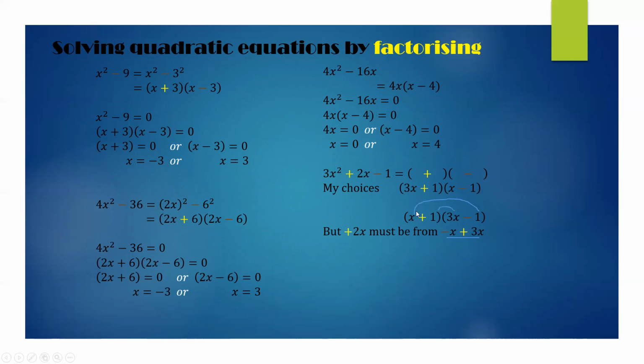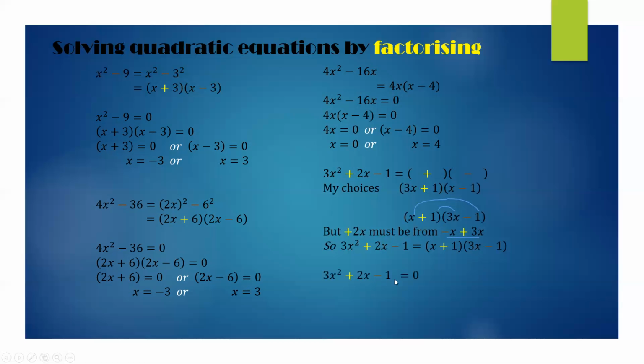This is how we get the answer. Negative x plus 3x. So the only choice is this one. This will be our final answer. We cannot take this because you get a different x in the middle. This one will get minus 2x, right? So only positive, and when we want to get positive 2x, it has to be from this answer. So basically, when we factorize this one, you get this one, okay?